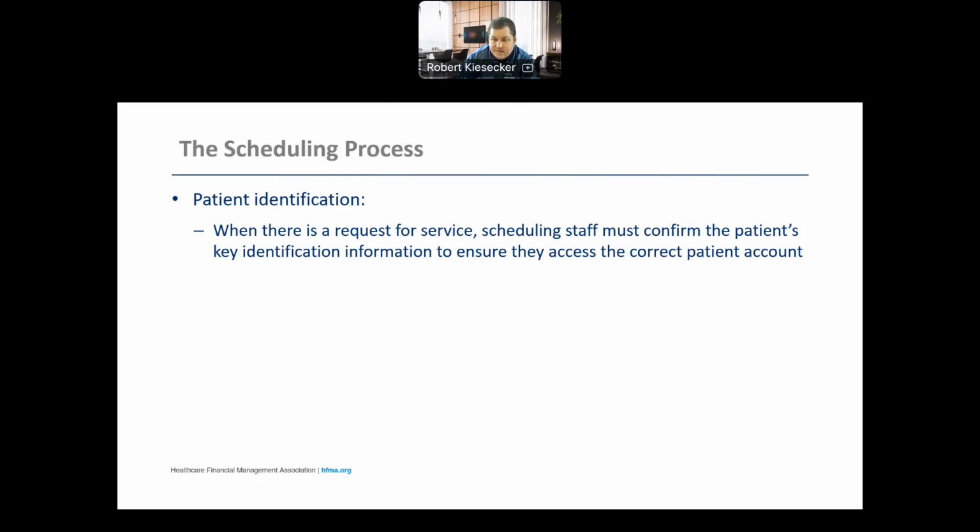Each patient is assigned a unique number, commonly called a master patient index number or a patient identification number. Individual episodes of care are linked to these numbers and enable the provider to identify all services provided to the individual patient within the healthcare setting. When there is a request for services, the scheduling staff member must confirm the patient's unique identification record to ensure that he or she is accessing the correct information or historical data. We want to make sure that everything's going into the right chart, right?